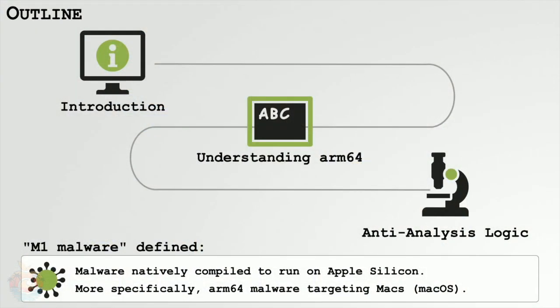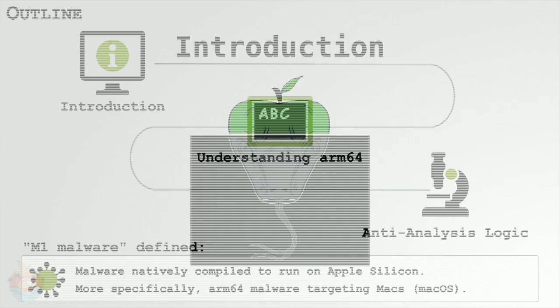First, we're going to cover some introductory topics. We'll talk about how to find M1 samples for analysis. However, once we find those samples, we will first need at least a foundational understanding of ARM64, so we'll dive into that as well. And then, armed with that foundational understanding of this instruction set, we're going to analyze what was the first publicly discovered Mac M1 malware sample, specifically focusing on its anti-analysis logic.